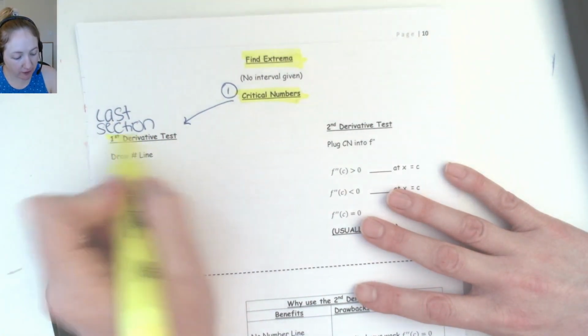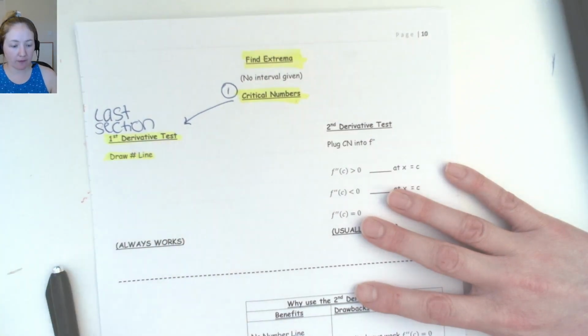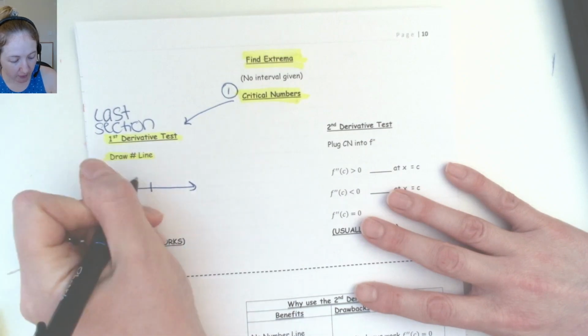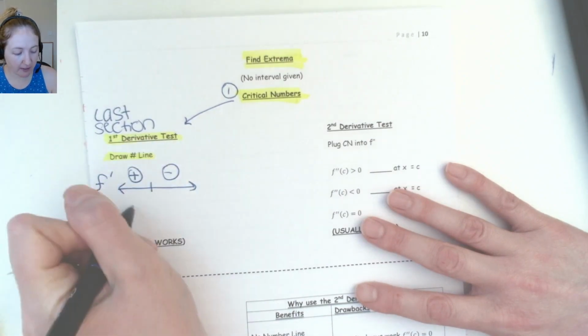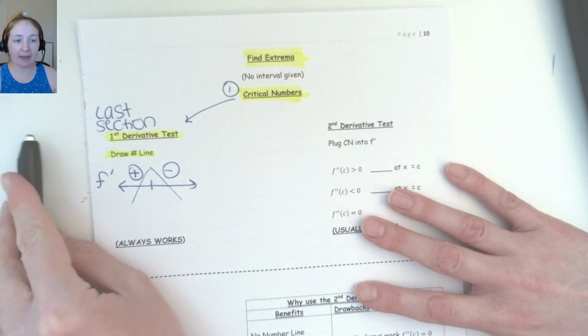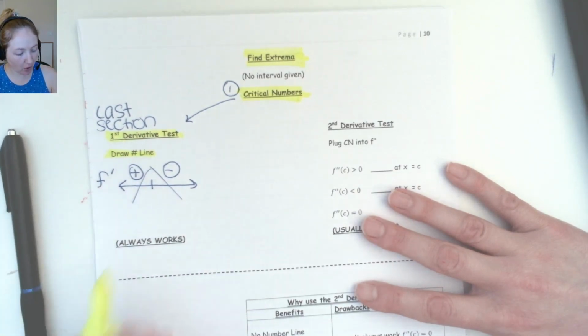And the first derivative test was, again, the draw the number line. You would draw your number line and you would test a number to the left and to the right to determine where you have a relative max or min. Now, that first derivative test always works.